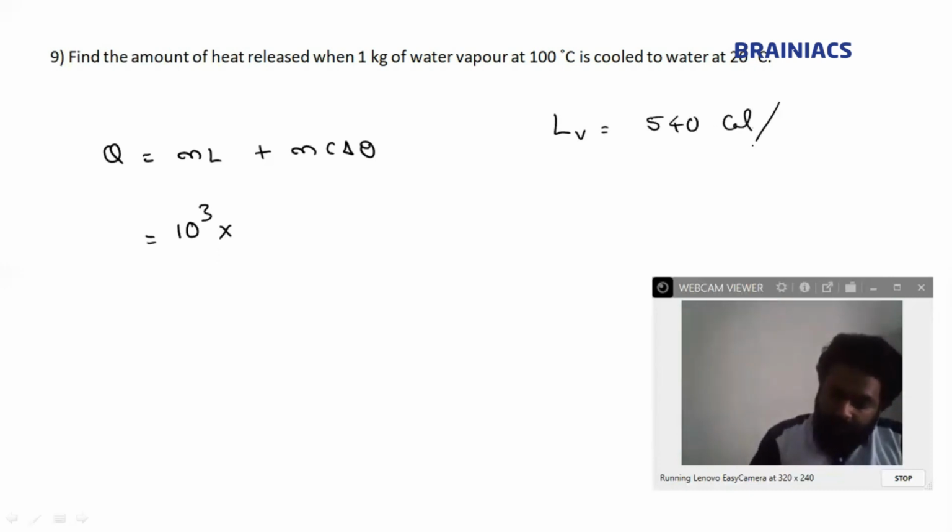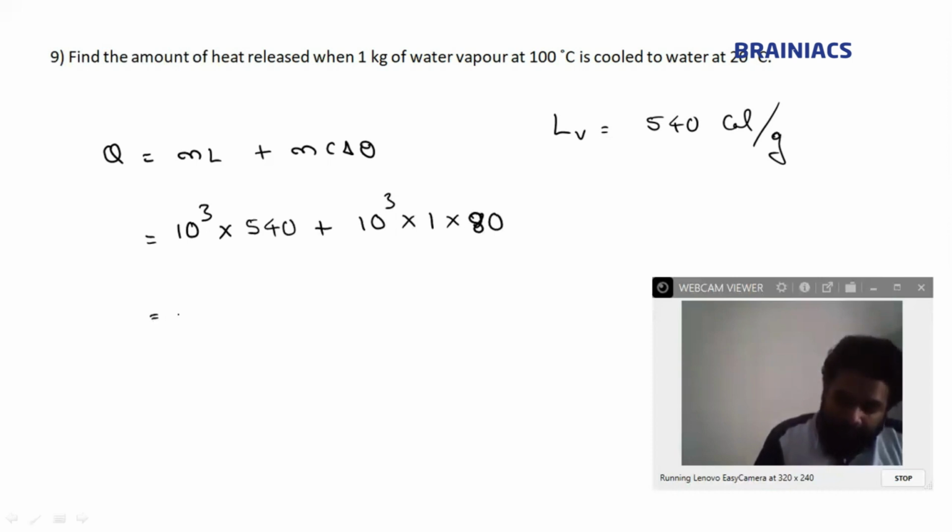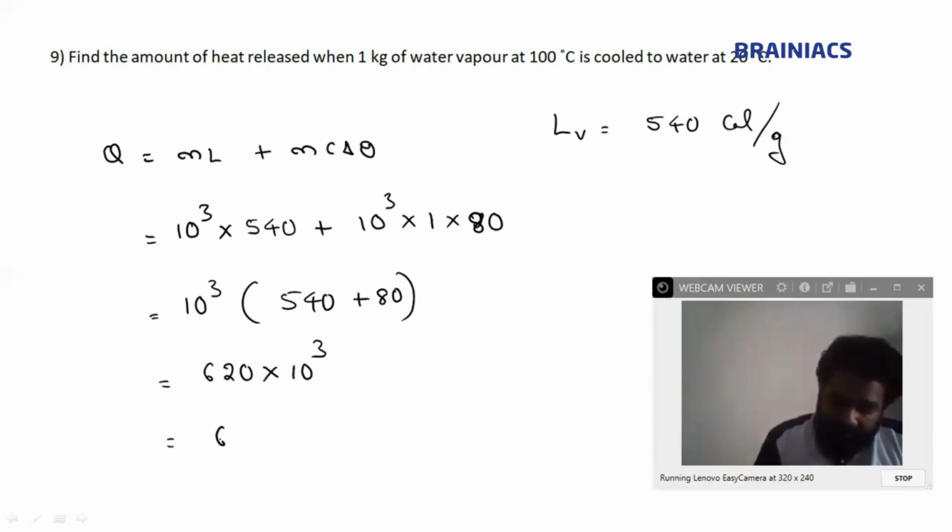540 calorie per gram. So this is m into 540 plus mcΔθ, 10 raised to 3 into the specific heat capacity of water. The change in temperature is from 100 to 20, so this is going to be 80. So 10 raised to 3, if we take outside, this is 540 plus 80, this will become 620 into 10 raised to 3, or 620 kilocalorie.